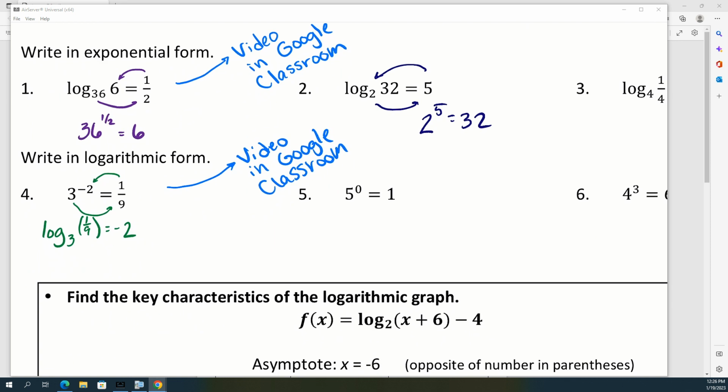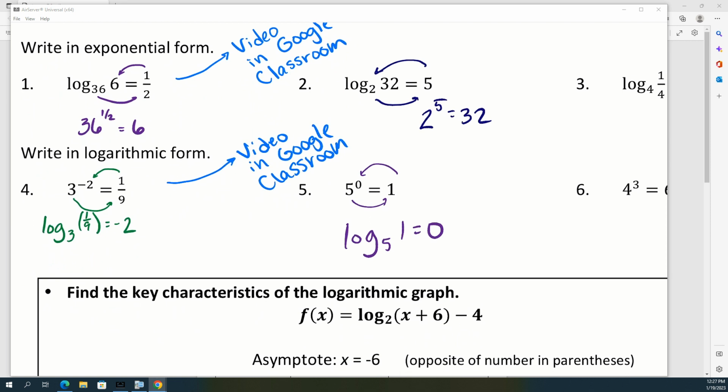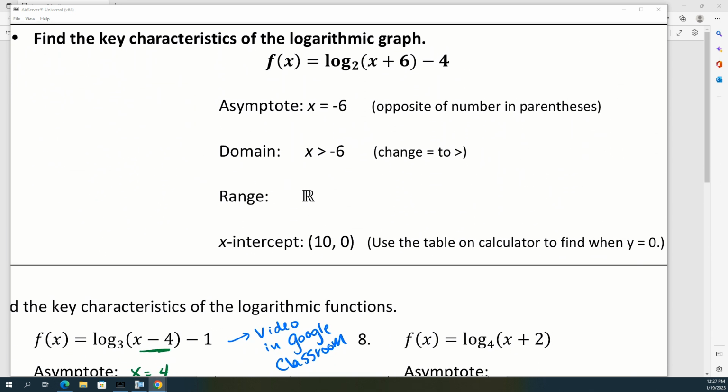So when you're writing in logarithmic form, what do you start with? Log, go ahead. And then you can do the loop if you like it. So this would be log base 5 of 1 is equal to 0. So you guys can check yours, or if you didn't get to these ones, it's okay. You can fill them in. Up to you. All right. Then I have some notes about how you do the things for the logarithmic graph.